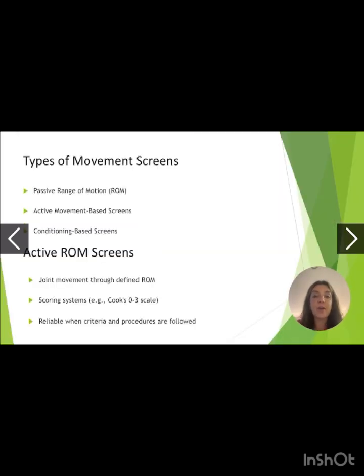Types of movement screens. We will use a range of motion screen analysis by active movement base and a conditioning movement base screen. These screens are dependable if used correctly. I will also use an IMU unit, which is reliable and has fidelity in its research.